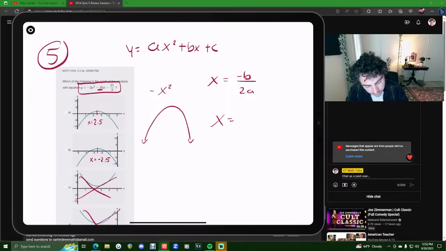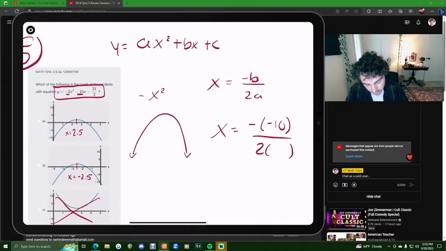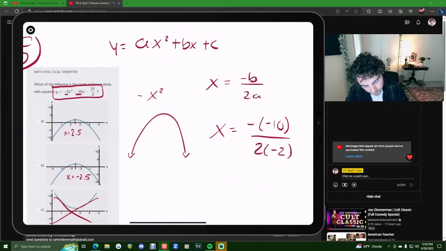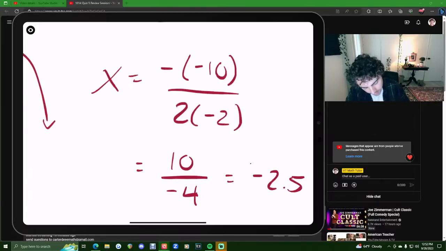So we have x equals negative, and then b is negative 10, and then divided by 2 times a, and a is next to the x squared, so negative 2. So we have negative 10, which is positive 10. 2 times negative 2 is negative 4. We divide those, we get negative 2.5.